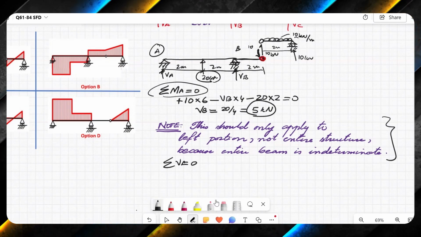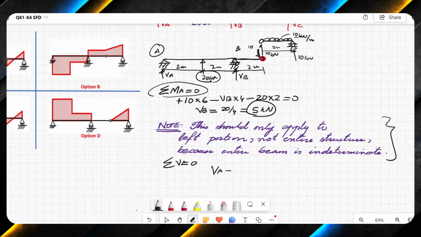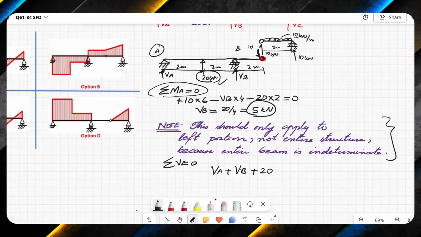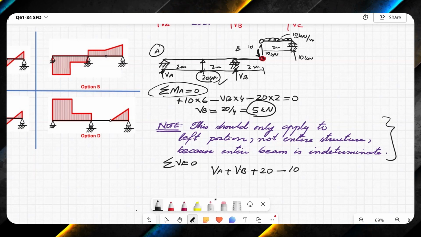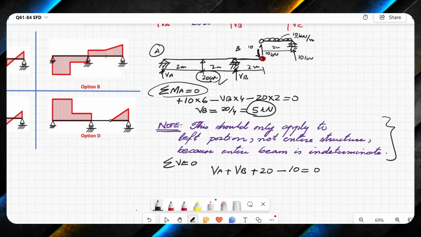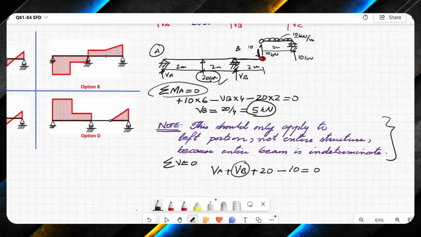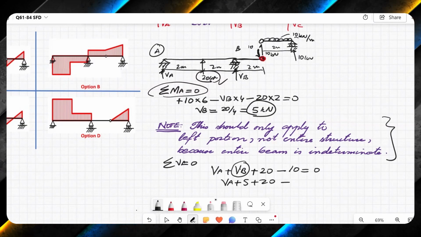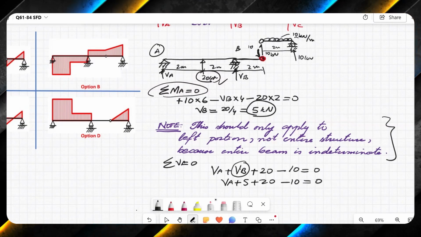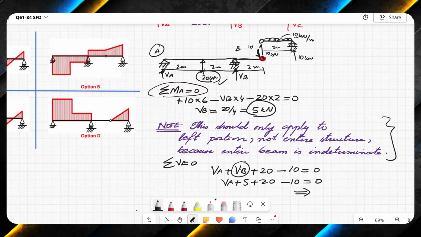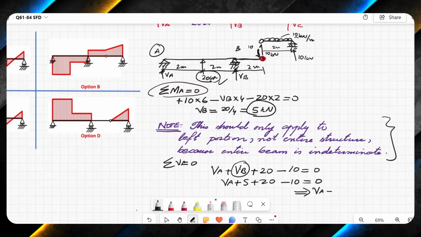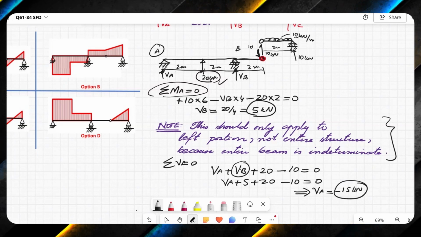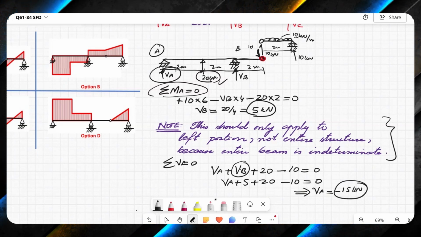Summing up vertical forces, I have VA plus VB plus 20. 20 is this load, minus 10, which is at the pin, is equal to 0. I've just determined VB. I will put the value of VB. So VA plus 5 plus 20 minus 10 is equal to 0. This will give me the value of VA as negative 15 kilonewton. And as I mentioned earlier, that reaction at A should be downwards.